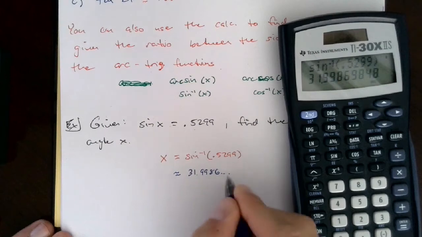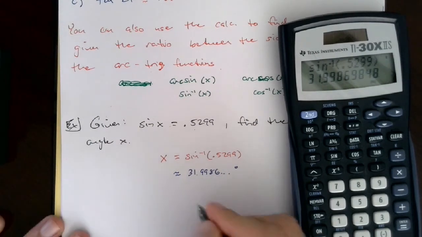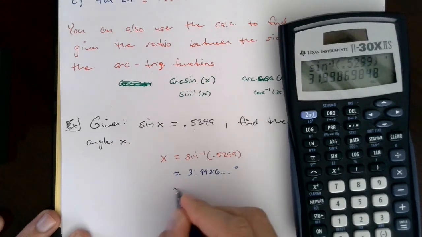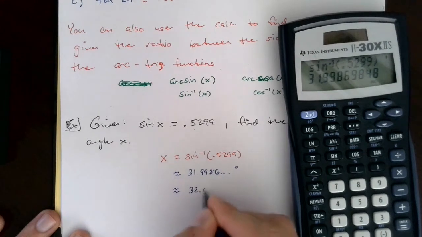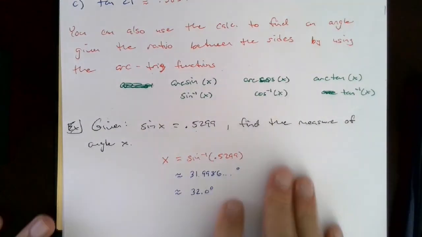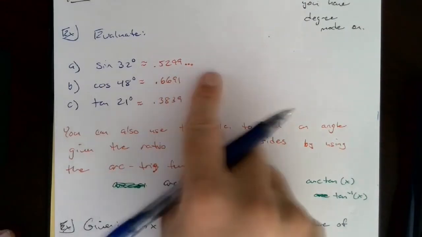Right, and what is this? Well, this is the angle, so it's measured in degrees. Now, if I wanted to approximate this to the nearest tenth, that would round up to 32.0 degrees. Well, let's take a look up here. Remember when I did the sine of 32? What did it come out to? It was 0.5299, and there's more digits.